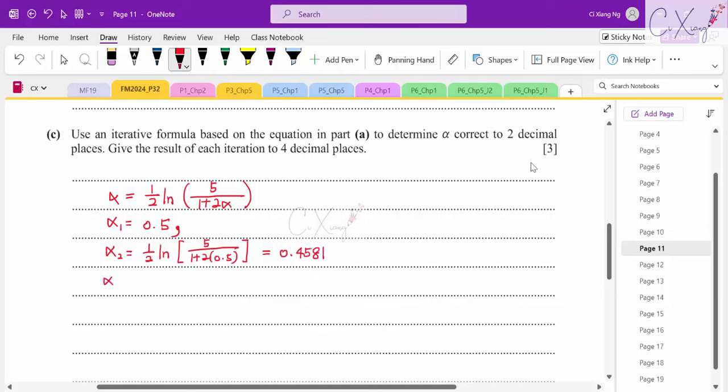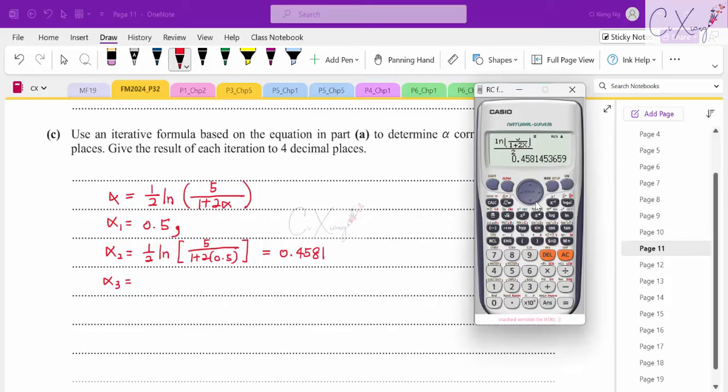Okay, then now I want to continue the iteration to alpha number 3. To get alpha number 3, we put this alpha 2 into the iterative formula again to get the next answer. For the calculator part, we press calculate again and repeat the process. They're asking what is the value for x that I want to input. So we key in 0.4581, and we press equal sign. And from here, you can see the next value is 0.4795.